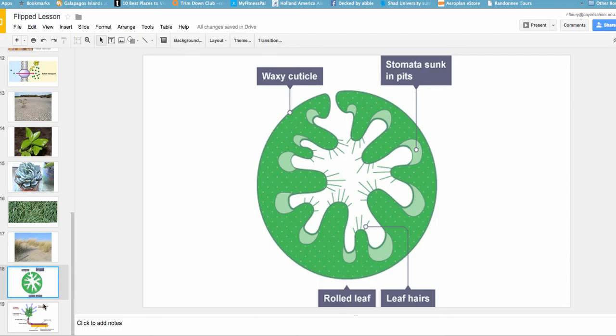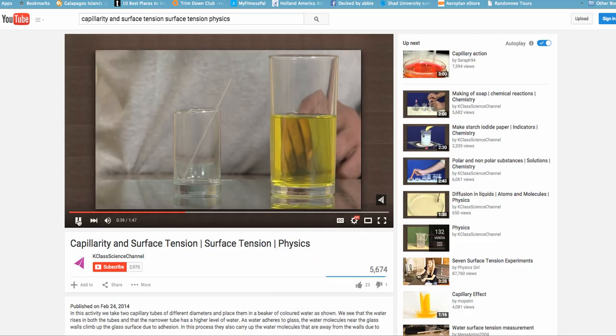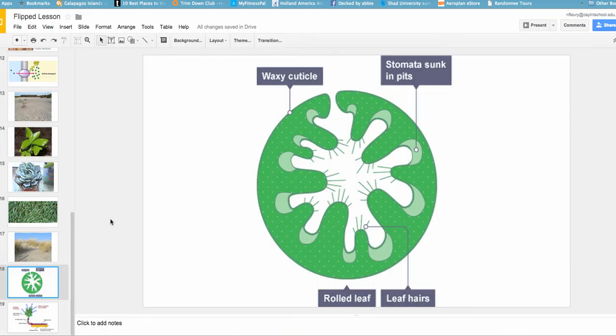So one of the things that we're going to learn about is modeling the transport in the xylem using simple apparatus. So we're going to watch a bit of this video. The level of water in the capillary tubes is higher than the level of water in the beaker. The narrower the capillary tube, the higher the water level. So hopefully that explains something in case it wasn't quite clear.